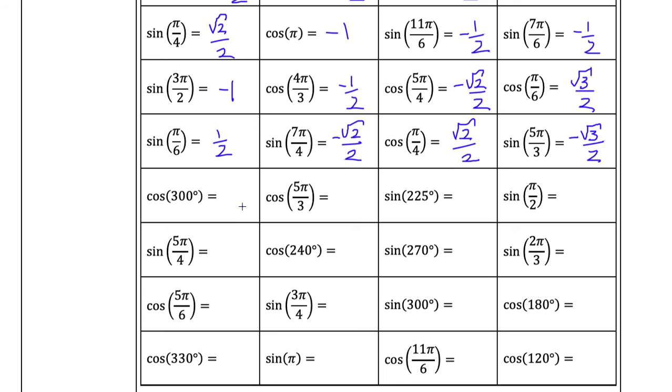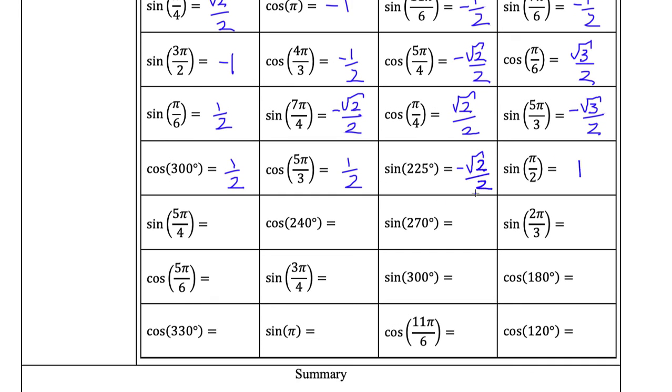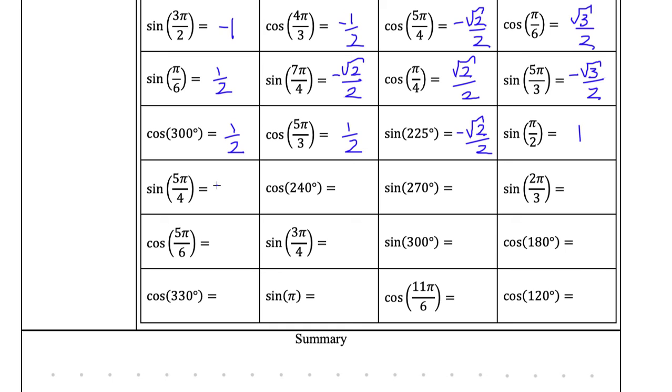Cosine of 300, okay, now we're mixing and matching here, so degrees, 300 degrees is right there, and cosine is 1/2. Cosine of 5 pi over 3, is that the same spot? 5 pi over 3, I think so, and then that's going to be 1/2. Sine of 225 degrees, that lives right there, and sine is going to be negative square root of 2 over 2. Sine of pi over 2, that's going to be 1. Sine of 5 pi over 4, that's going to be negative square root of 2 over 2.